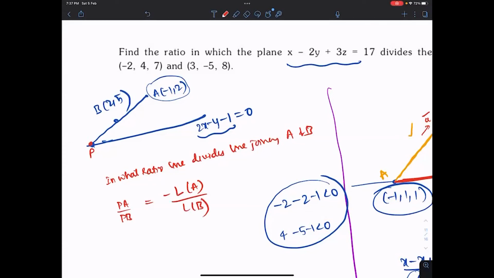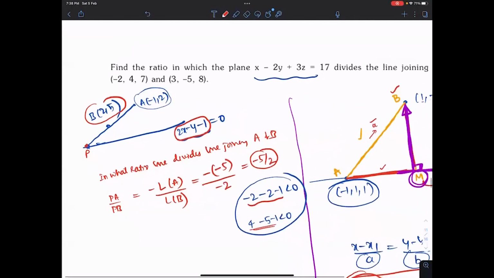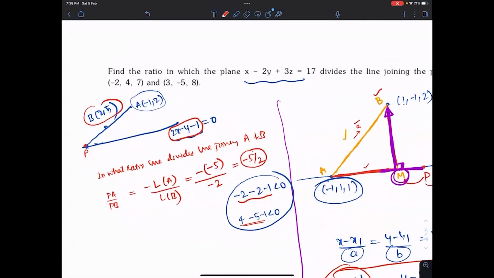The direct formula is, L of A means the line expression when you bring all constants to one side. So minus of, substitute the point A in that expression. We have already substituted, and we get minus 5. Divided by, substitute the point B in the expression. We have already substituted, and we get minus 2. You get the answer minus 5 by 2. Since P is outside, negative means external division. So in what ratio does the line divide A and B? In the ratio 5:2 externally, because you are getting a negative value.